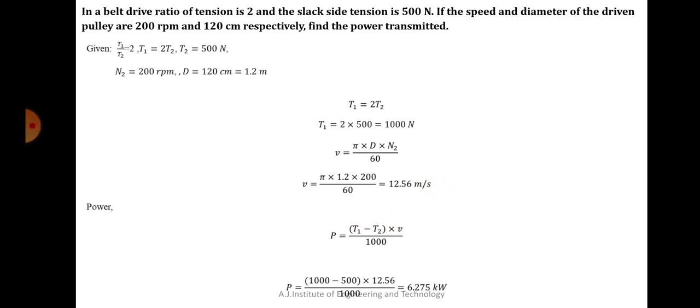Got it? So this is how you calculate power. Power is equal to (T1 minus T2) into V divided by 1000, and V is equal to pi dn by 60. Okay, so we'll go to the next one.